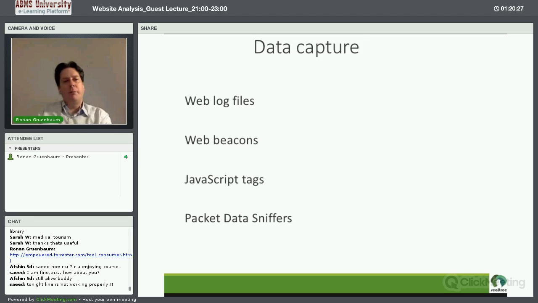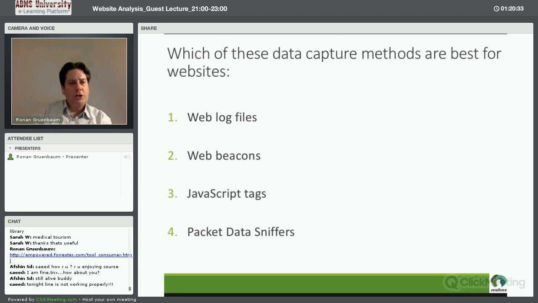So which one of these is best for websites? I will make it easy for you because it's not very easy to do the shout out as if we were in the classroom. JavaScript tags are the best ones for websites. To measure search engine robots to see what they're doing, it's weblog files. And that way you'll be able to see where the search engine robots went and where they did not go.